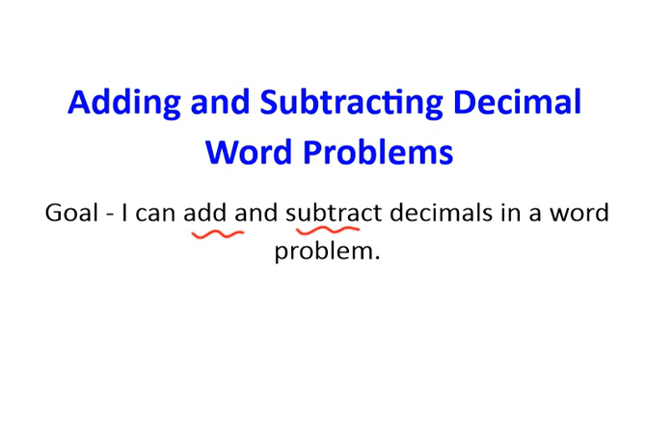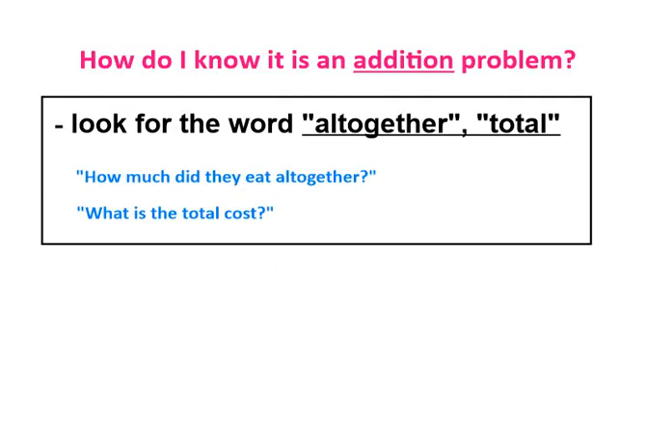And so the first thing that we need to talk about is how do I know when it's an addition problem? Same as when we looked at fractions, we are going to look for the word altogether or the word total in the word problem. So for example, how much did they eat altogether? What is the total cost? These are things that are going to immediately signal, hey, I need to add these two decimals together.